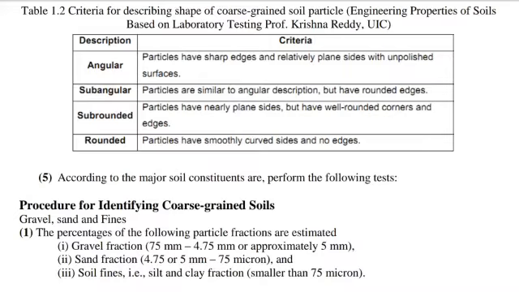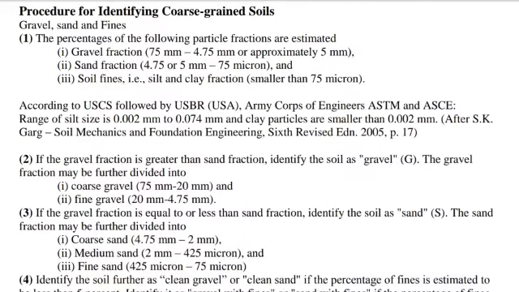5. According to the major soil constituents, perform the following tests. Procedure for identifying coarse-grained soils: gravel, sand, and fines. 1. The percentages of the following particle fractions are estimated. 1. Gravel fraction: 75 mm to 4.75 mm, or approximately 5 mm. 2. Sand fraction: 4.75 mm or 5 mm to 75 micron. 3. Soil fines, that is silt and clay fraction, smaller than 75 micron.